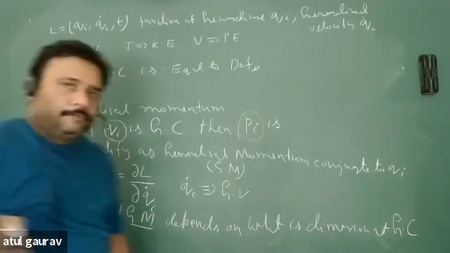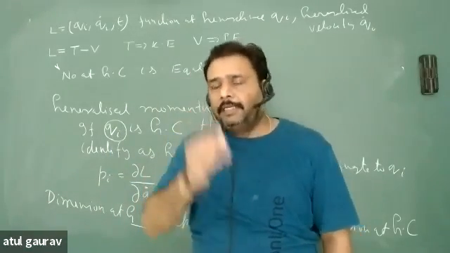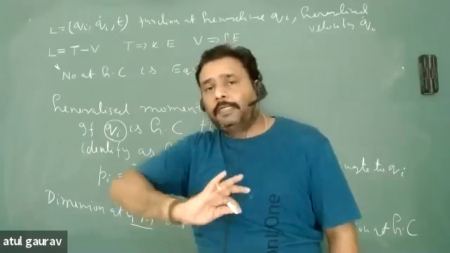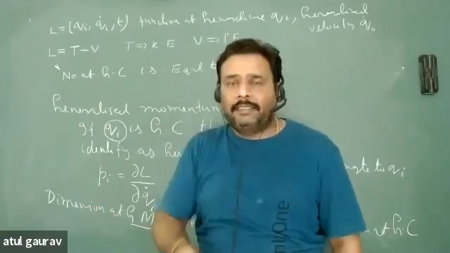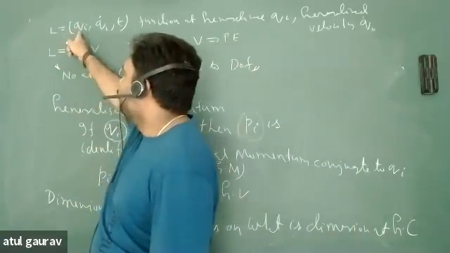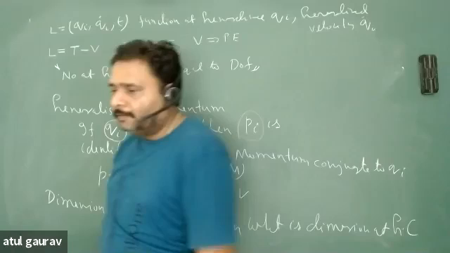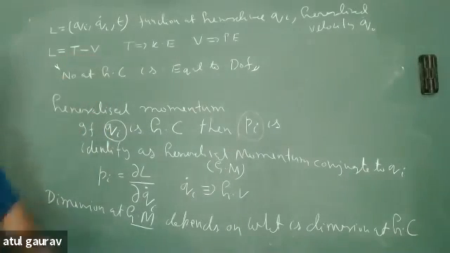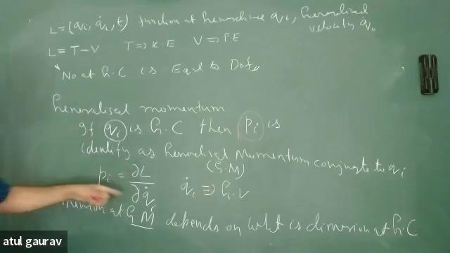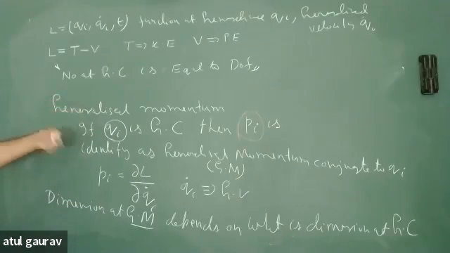Don't be confused with unnecessary questioning. Whatever definition I am giving you, just follow that definition, because otherwise it will spoil everything. I have said the Lagrangian is a function of generalized coordinate, generalized velocity, and time. That's it. So how are you now saying that time is a generalized coordinate? Okay, so this is your generalized momentum. When we go for problems, we can see which type of momentum is there.